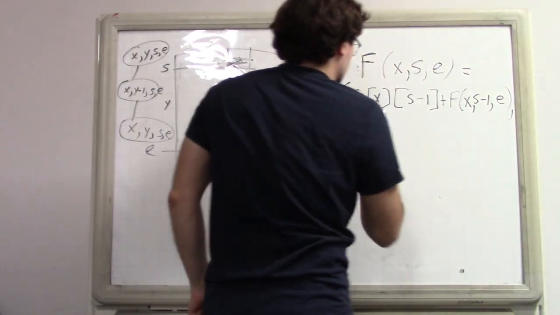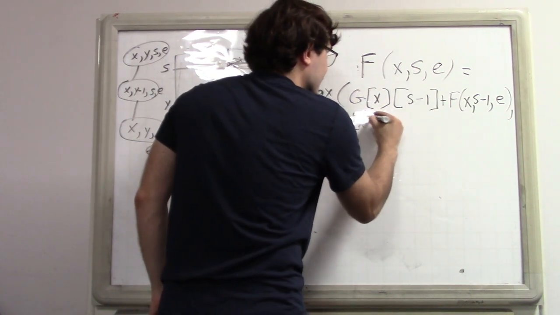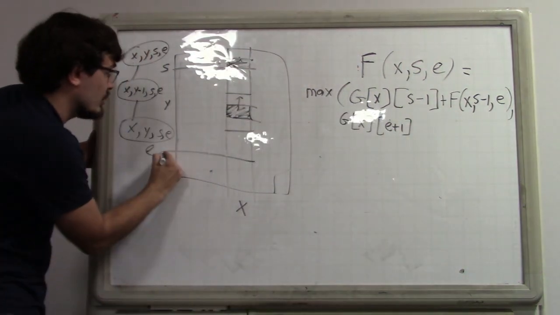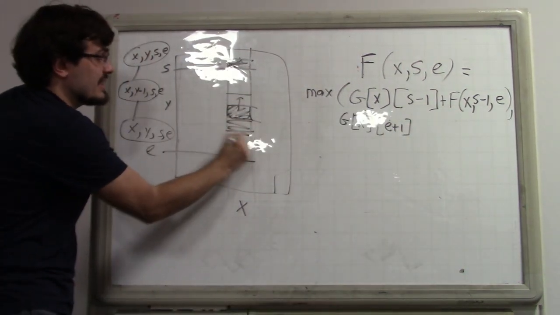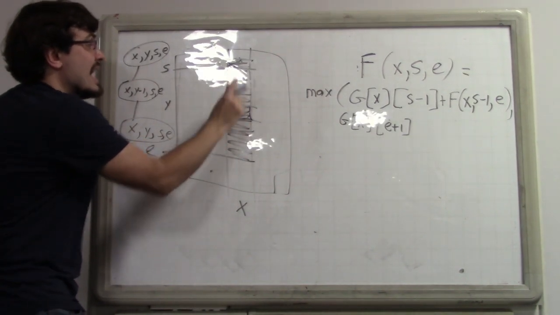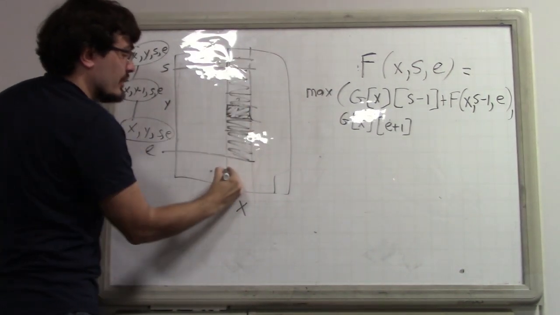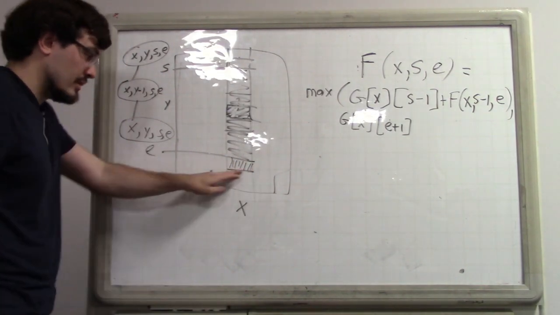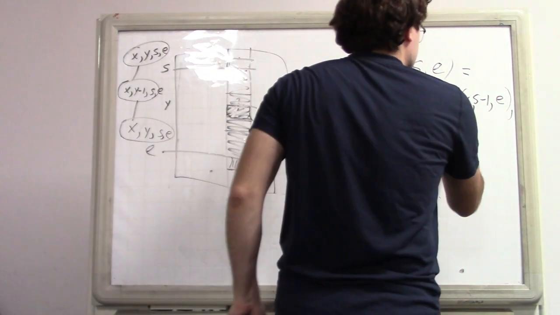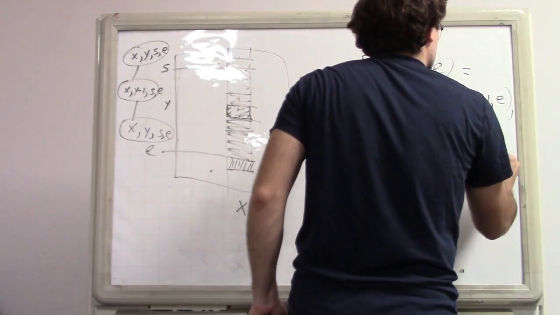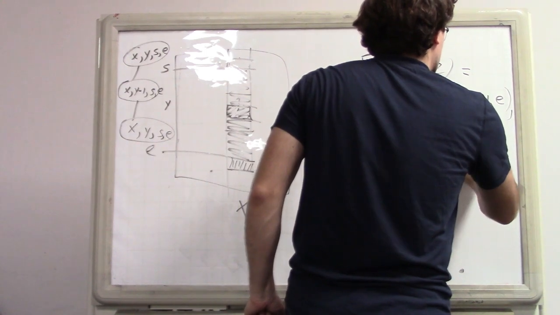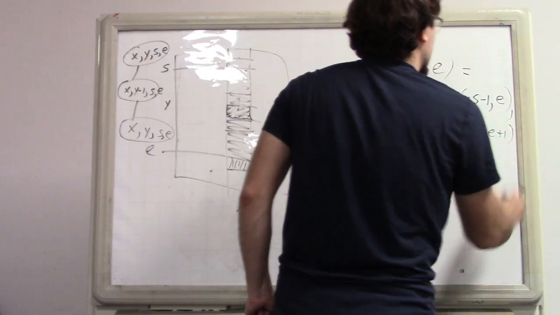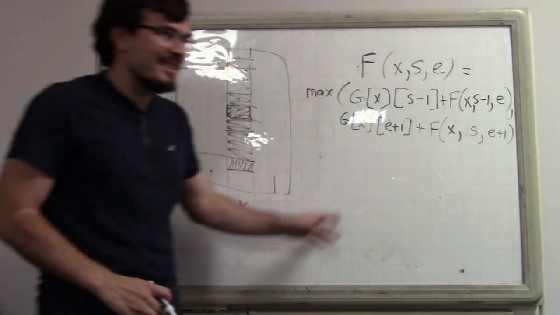Now one more argument: g of x, E plus one. This corresponds to, we have already covered all the elements in this range, and now we would like to pick up this additional cell. This one, right? We want to get this one. So this is this value plus f of x, S, E plus one. Okay, good, you're all following. I see that, that's good.